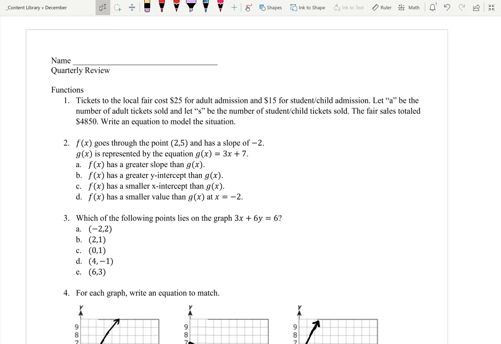To keep in mind, some questions are going to be multiple choice. Some questions are not going to be multiple choice, but the math idea behind it is what is important. So let's get into it.